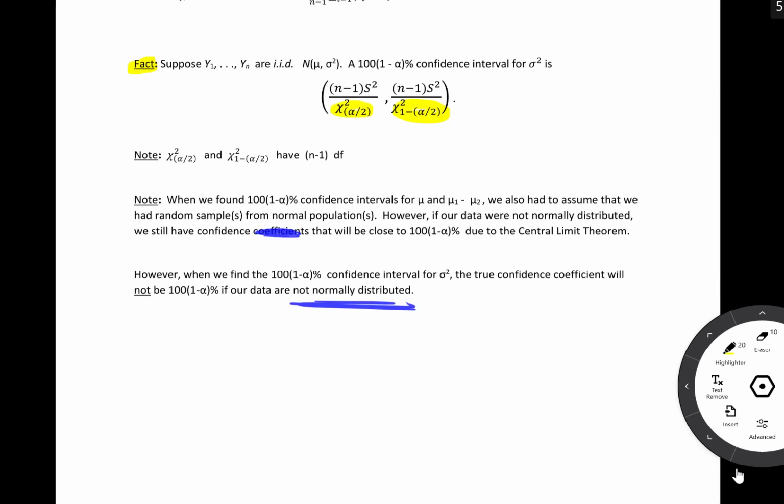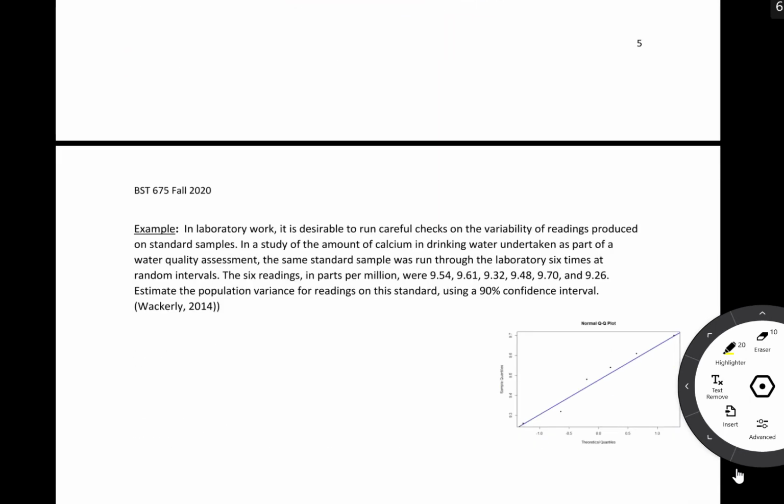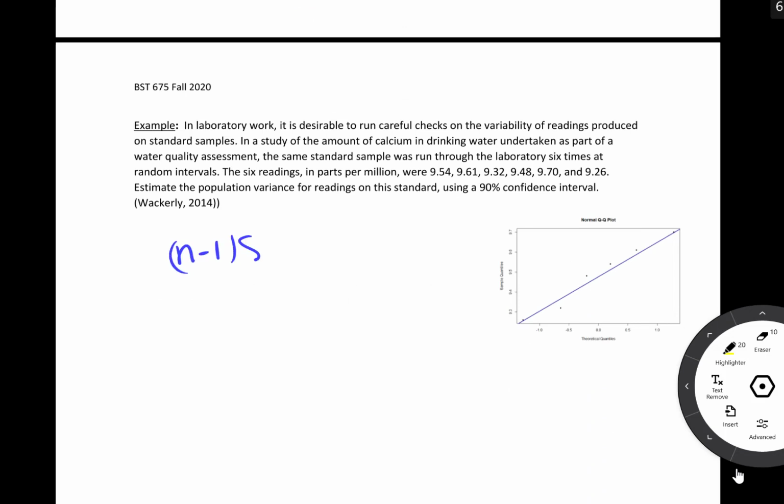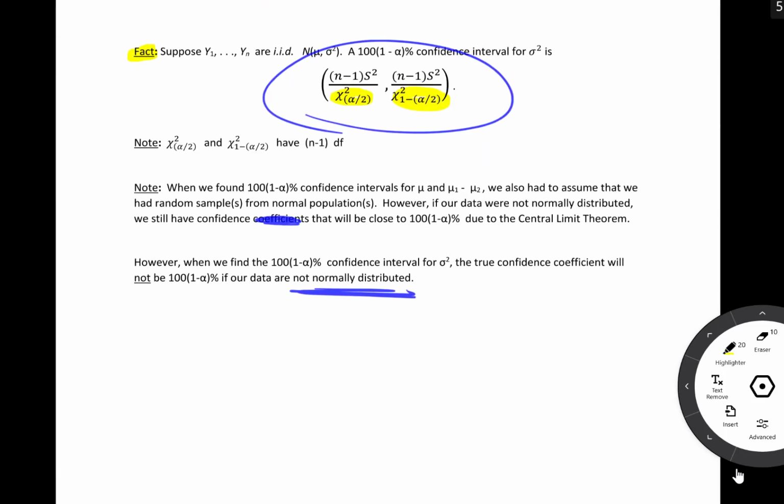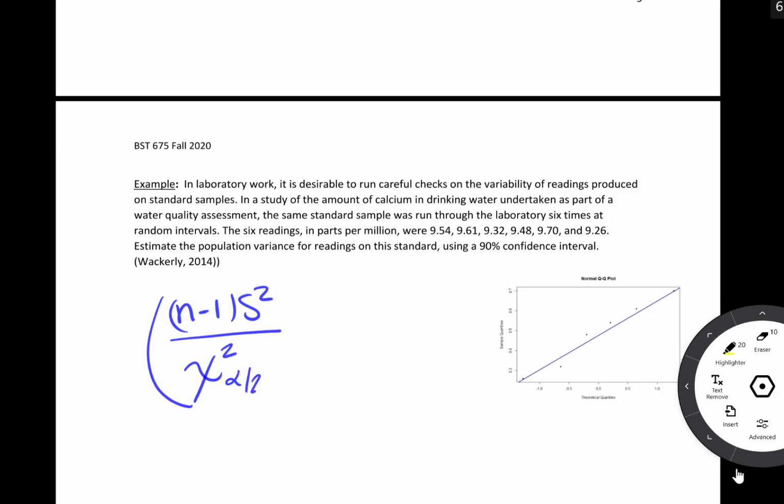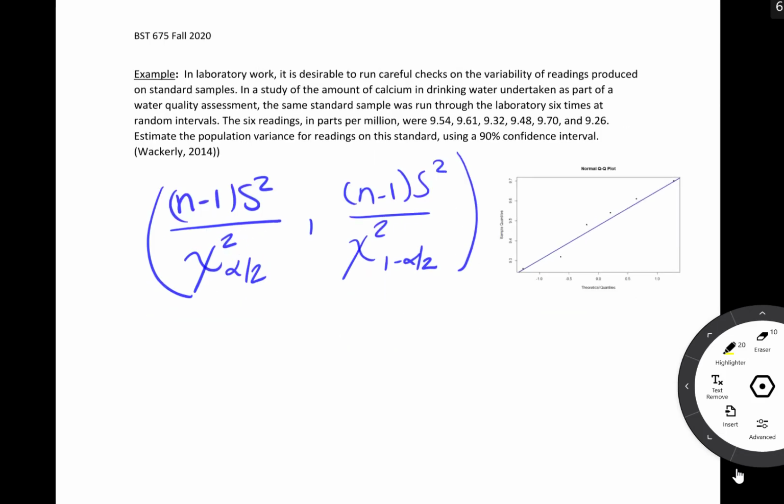So, writing down our formula, we're going to be using this formula right here. So we have n minus 1 s squared, and then in the denominator, we had chi squared with alpha over 2. And then on the upper end, we still have n minus 1 s squared, but now we have chi-squared 1 minus alpha over 2. So in other words, what's really going to change our upper and lower end is where we are with our chi-squared distribution. So on the lower end, we're going to be using this endpoint on our chi-squared distribution, and on the upper end, we're going to be using this value.